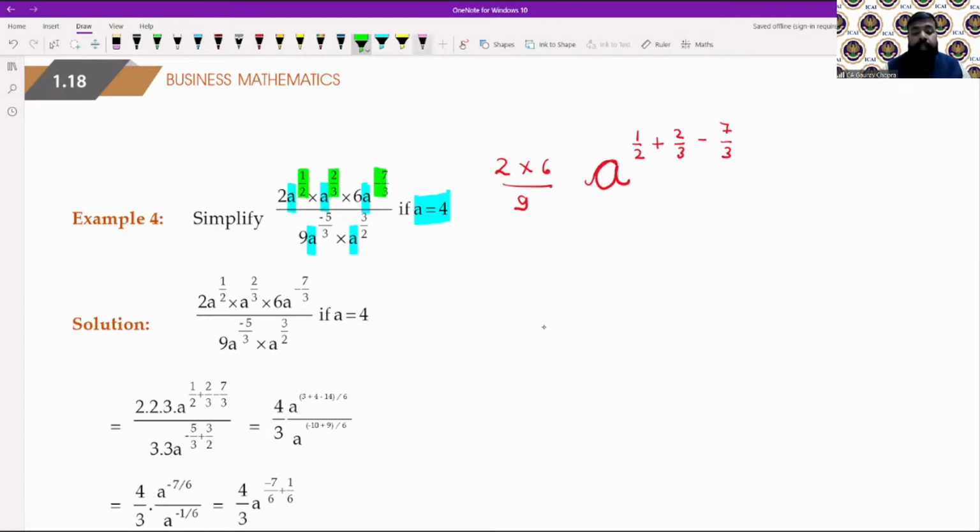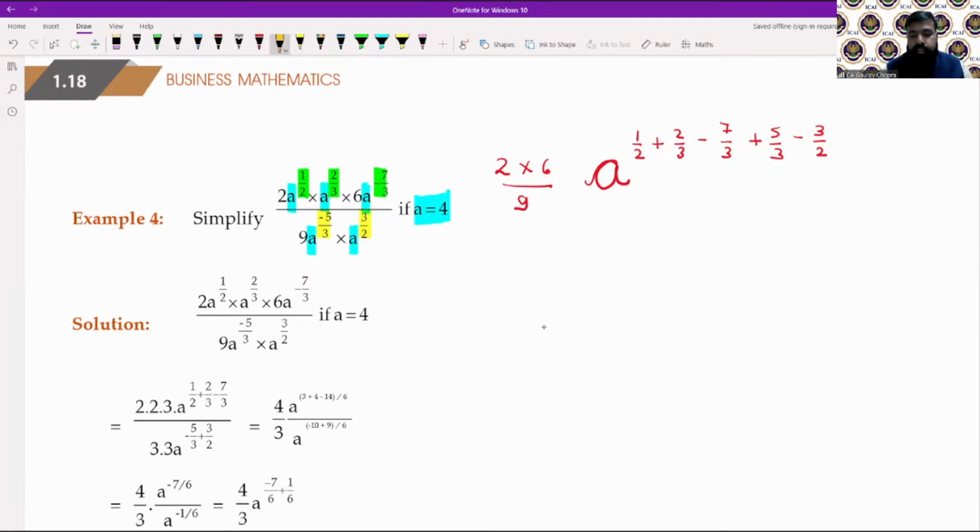Now we have to bring the power of denominator. So whenever the power of denominator will be used, the sign will be changed. The sign will get changed. So let us change the sign. It will be plus 5 by 3 and 3 by 2 will become negative. So minus 3 by 2. All right. So in this way, we have taken all the powers together.